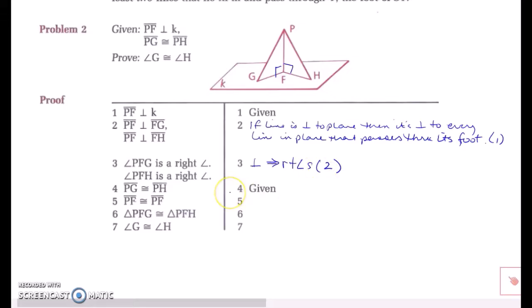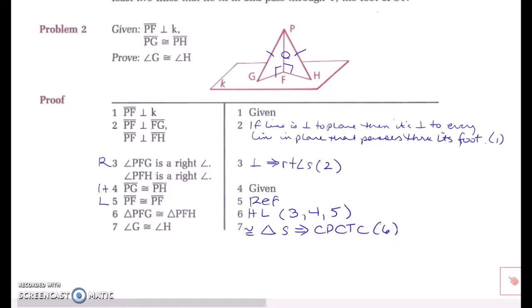And then PG is congruent to PH is given. PF congruent to itself is reflexive. That's my leg. So the triangles are congruent by HL. My right angles are in 3, my hypotenuse in 4, and my leg in 5. And then the angles are congruent because congruent triangles implies corresponding parts of congruent triangles are congruent.